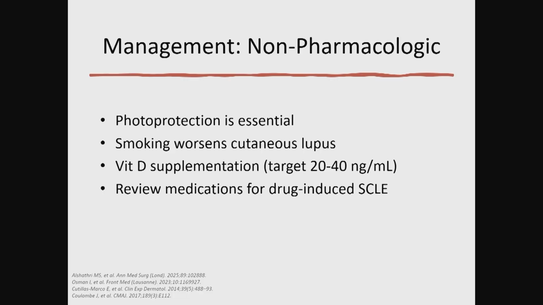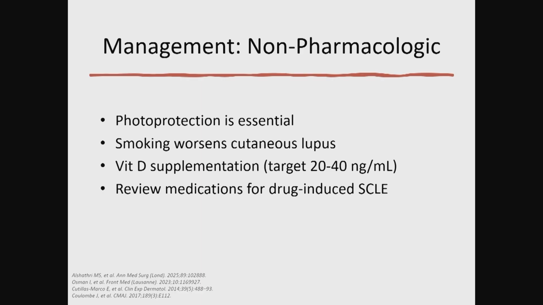Number 2, smoking cessation. We find a lot of patients with active cutaneous lupus are smokers. If you get them off their cigarettes or help support them to quit, the level of disease activity will fall as well. And the third non-pharmacologic intervention that applies to everybody with cutaneous lupus is vitamin D supplementation.